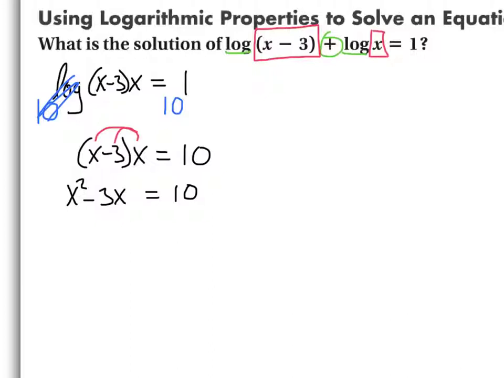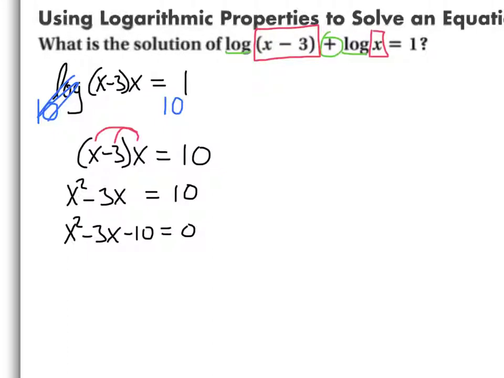So to solve this quadratic equation, we learned that we always have to do what? Set it equal to 0. So you got to subtract the 10. And now we learned 4 methods for solving quadratic equations way back in Unit 1: factoring, square roots, completing the square, and quadratic formula.